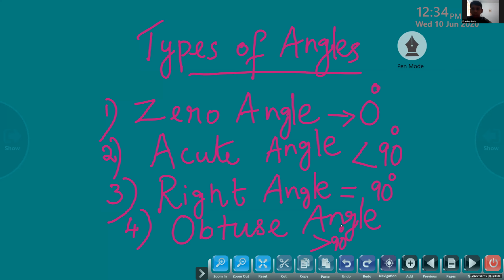Bharadwaj, what is the measure for obtuse angle? It will be more than 90 degree. Yes, Bharadwaj. What is the angle measure of right angle? It will be equal to 90 degree. And for obtuse angle, it will be more than 90, but less than 180. So, it's the time for winding up the session today.